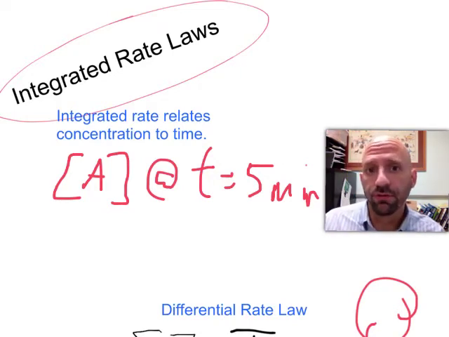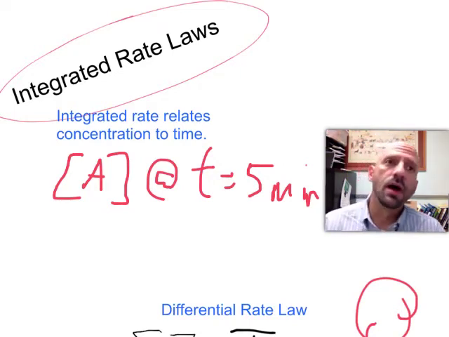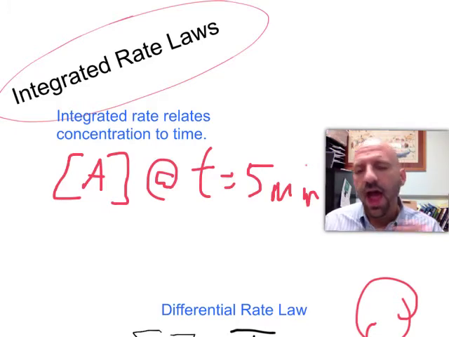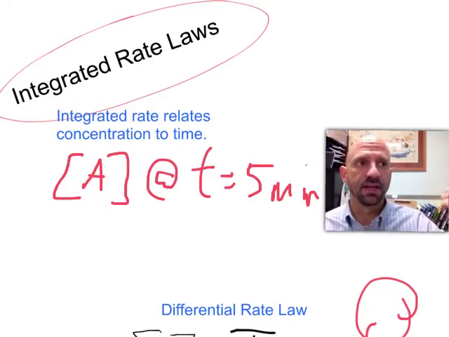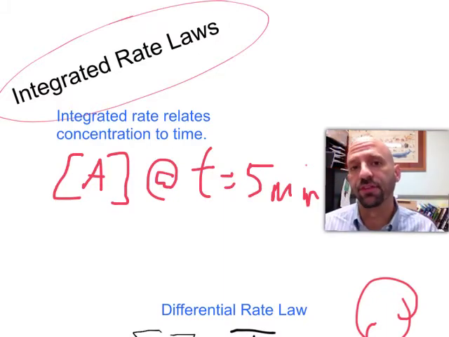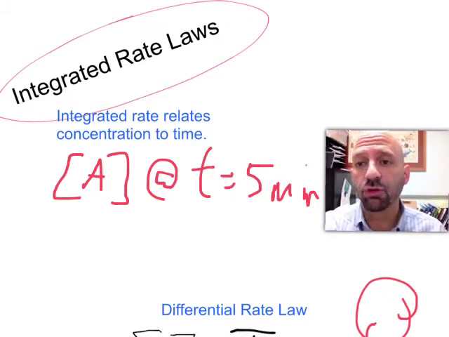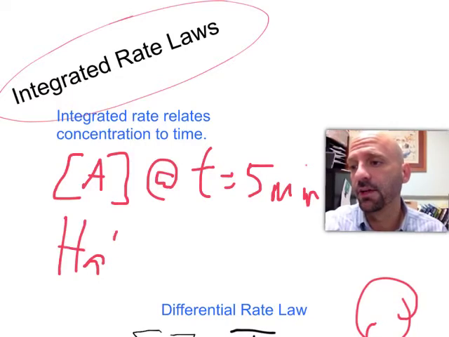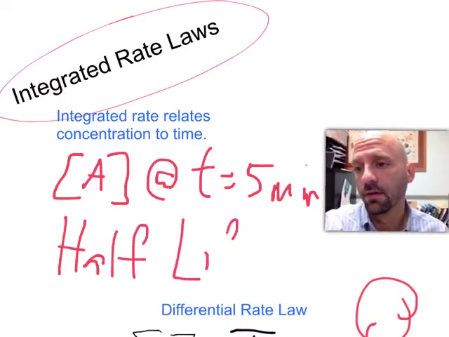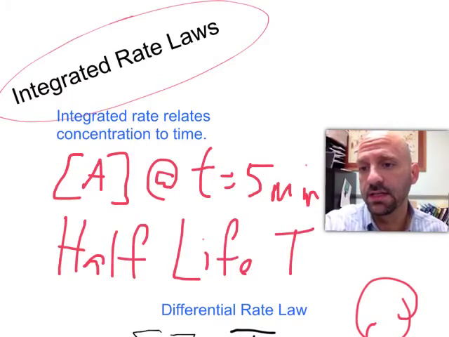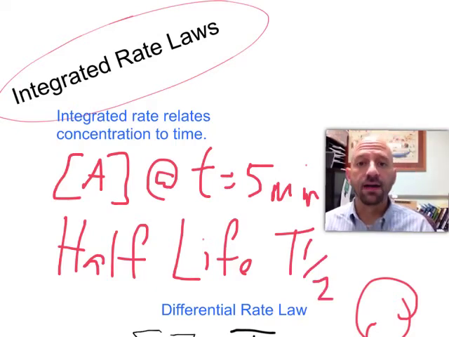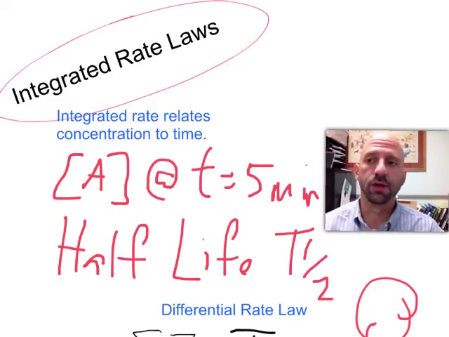Or I could reverse the kind of question. Maybe I want to know how long it's going to take half of my reagent to go away. That idea of taking the point at which half of the reactant has gone away, that's referred to as half-life, often abbreviated with t sub 1/2. And we'll see that concept as we go in.